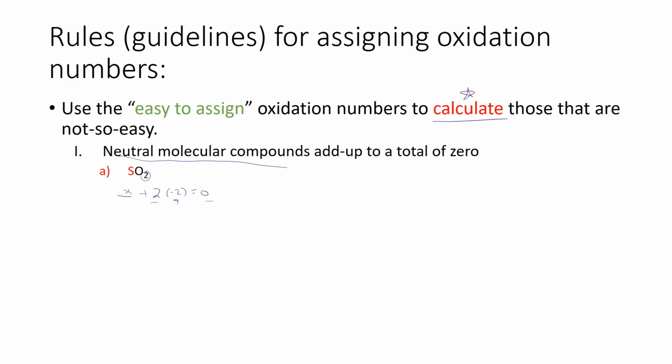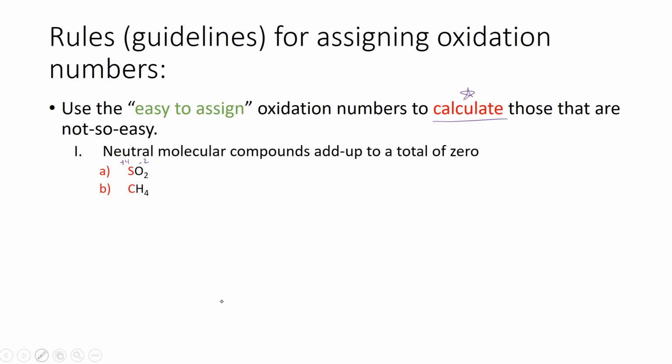All right, so this is fairly simple. X plus 2 times -2 equals 0, so X plus -4 equals 0, X equals +4. So the oxidation number for sulfur in this molecule is +4, and oxygen would be -2. So those would be my oxidation numbers for that compound. All right?